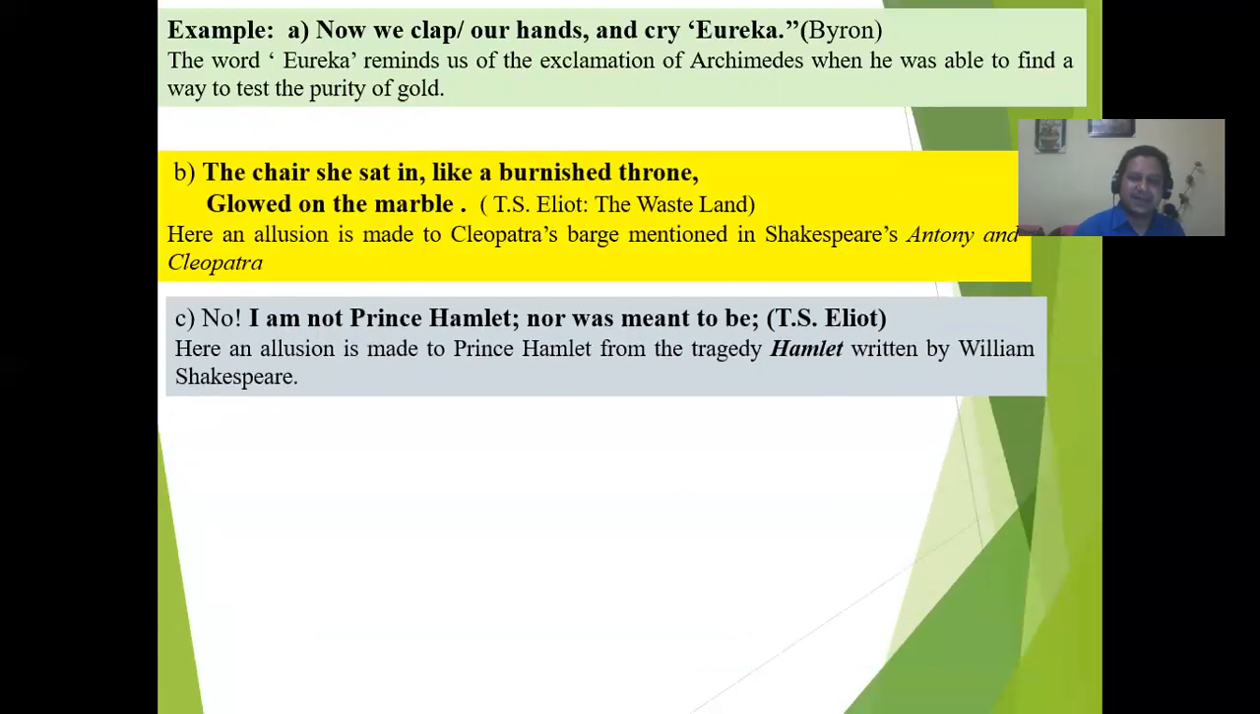"No, I am not Prince Hamlet, nor was meant to be." This line is taken from T. S. Eliot's "The Love Song of J. Alfred Prufrock." Here an allusion is made to Prince Hamlet from the tragedy Hamlet, written by William Shakespeare. So when the protagonist of the poem utters "I am not Prince Hamlet," this word, Prince Hamlet, reminds us of the hero of the tragedy Hamlet, written by William Shakespeare.